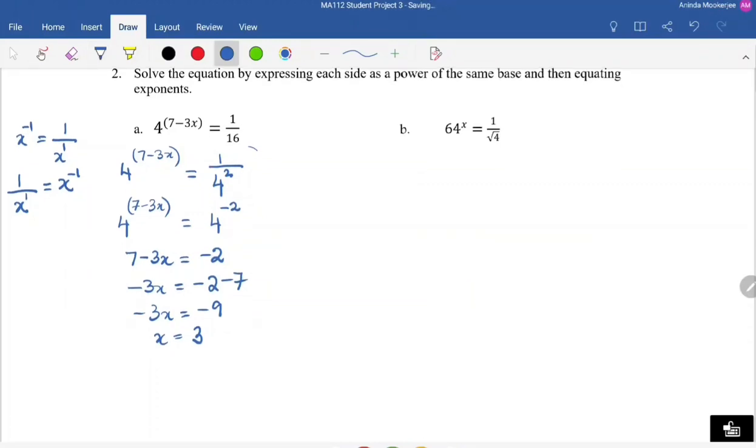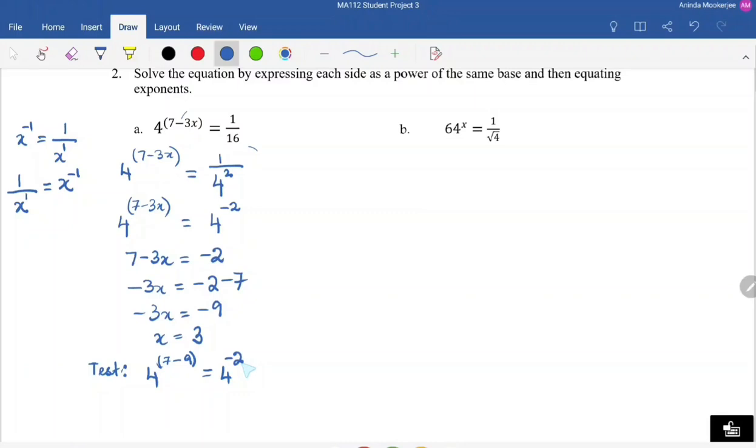Now, we do have to go back and test this value in the original equation and see if we are getting an answer of 1 over 16 before we declare this as a solution. So let me write here, test. 4 raised to the power 7 minus 3 times 3. You have to plug in 3 for x. And so 3 times 3 is 9. So 7 minus 9, what is it equal to? 4 raised to the 7 minus 9 is 4 to the negative 2.